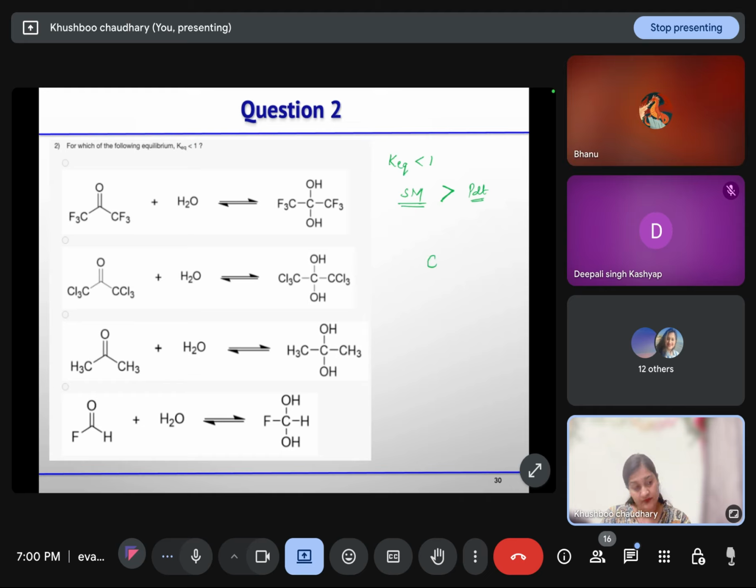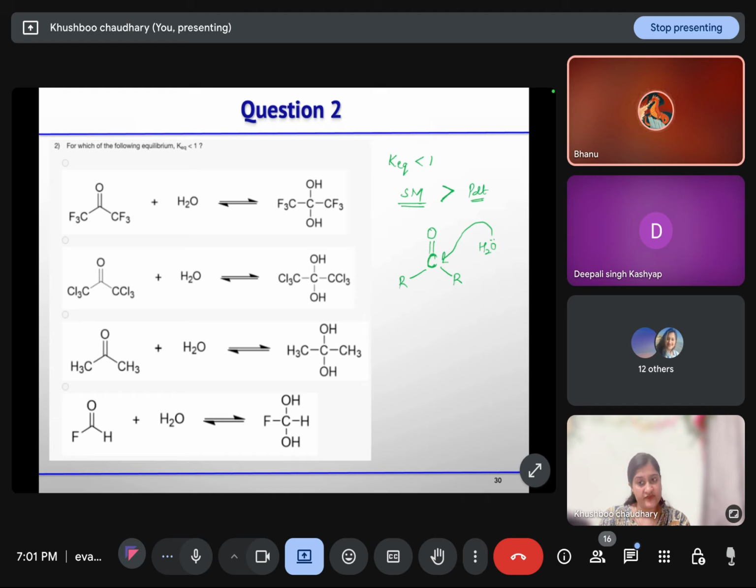Option A. You have to see if your carbonyl carbon is electrophilic, that means water can easily attack. If water is easily attacking, that means the reaction will proceed towards product. So you have to see which carbonyl carbon is least electrophilic. Then option C.